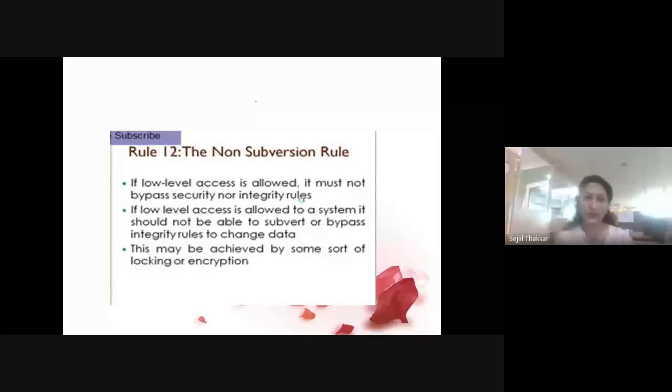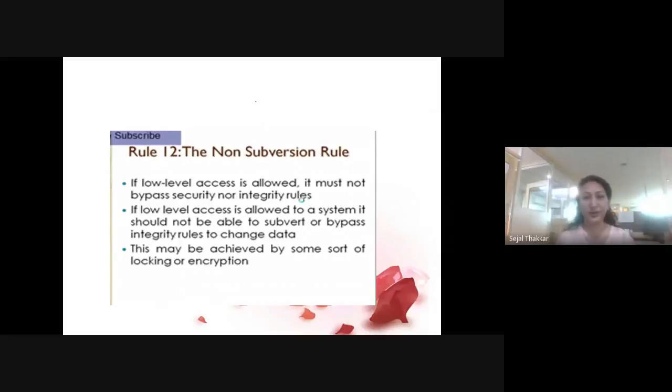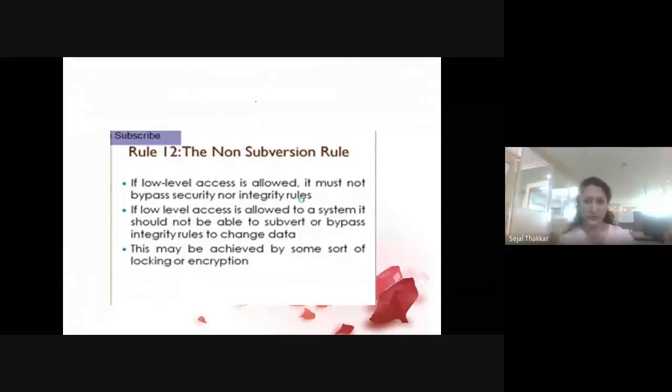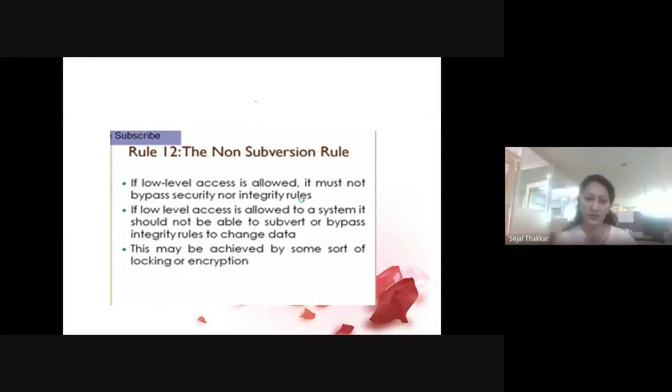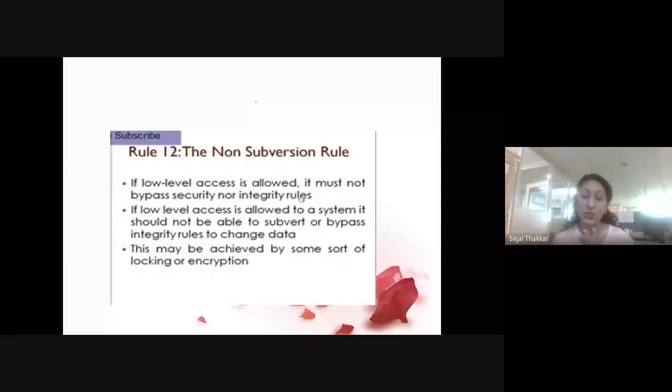The non-subversion rule. If lower level access is allowed, it must not bypass security or integrity rules. If lower level access is allowed to a system, it should not be able to subvert or bypass the integrity rules to change the data. This may be achieved by some sort of locking or encryption. Your database should provide security, and nobody is allowed to break that security. For that, your database system should have a username and password. Most software has its own username and password. For example, I use the Indus ERP system for putting in attendance or marks. With an ATM, again there is a card number and an OTP is generated. Suppose I'm doing a recharge through PayTM. This kind of security is also provided through your database.